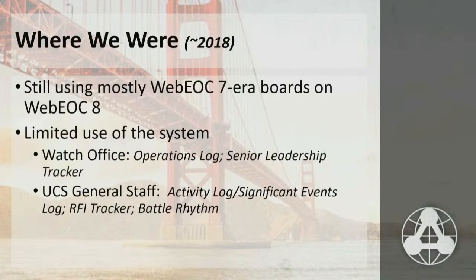The Watch Office basically used only two boards, their operations log and a senior leadership tracker. The UCS general staff wasn't doing much more, using the activity log and significant events log, along with an RFI tracker, battle rhythm, and a handful of other boards that were seldom used.